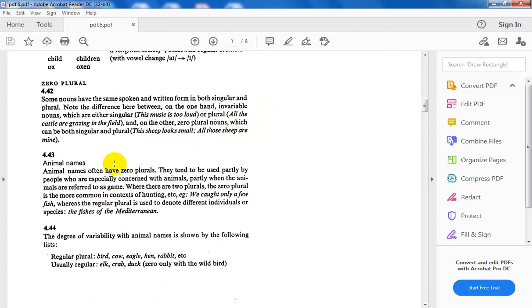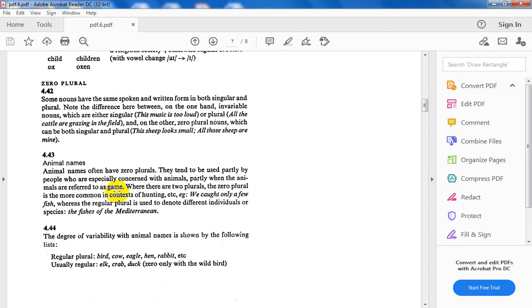Let us see what are the categories of nouns that adopt zero plural. Animal names. The first one, animal names. Animal names often have zero plurals. They tend to be used partly by people who are especially concerned with animals, partly when the animals are referred to as game.